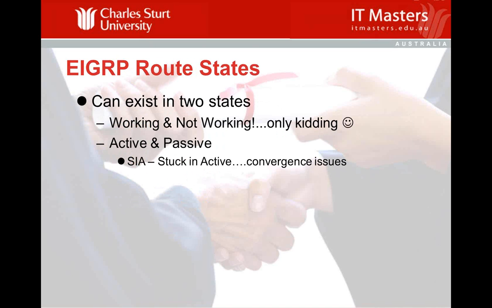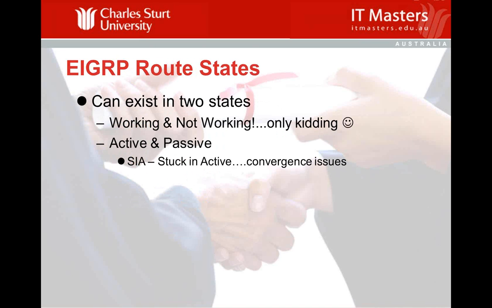As we said before, a route is placed in an active state if the successor fails and there are no feasible successors, or both the successor and feasible successors all fail, which then forces the router to send out query packets and to try to reconverge. Okay, if you have multiple routes in an active state, this would indicate that your EIGRP network is pretty unstable and things are going pretty wrong.